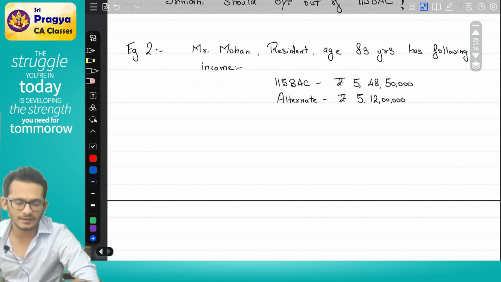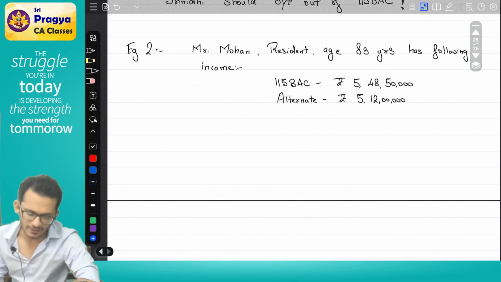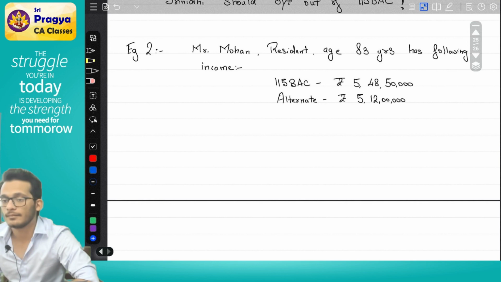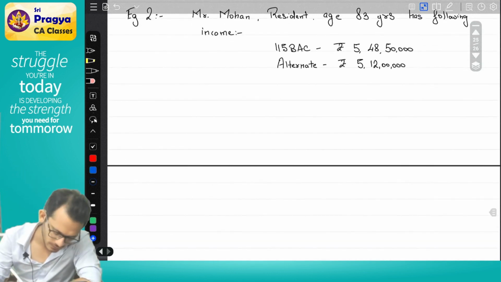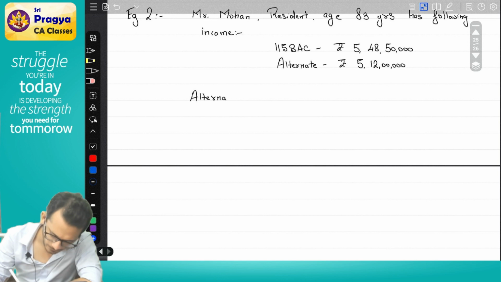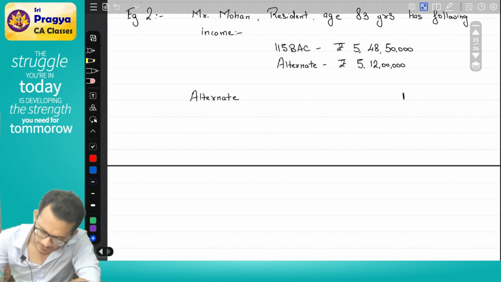This is what your regime numbers are. They are asking you which one is better. What will we do? Same logic. Split your sheet into 2 columns. The left column is called alternate. The right column is called 115 BAC.